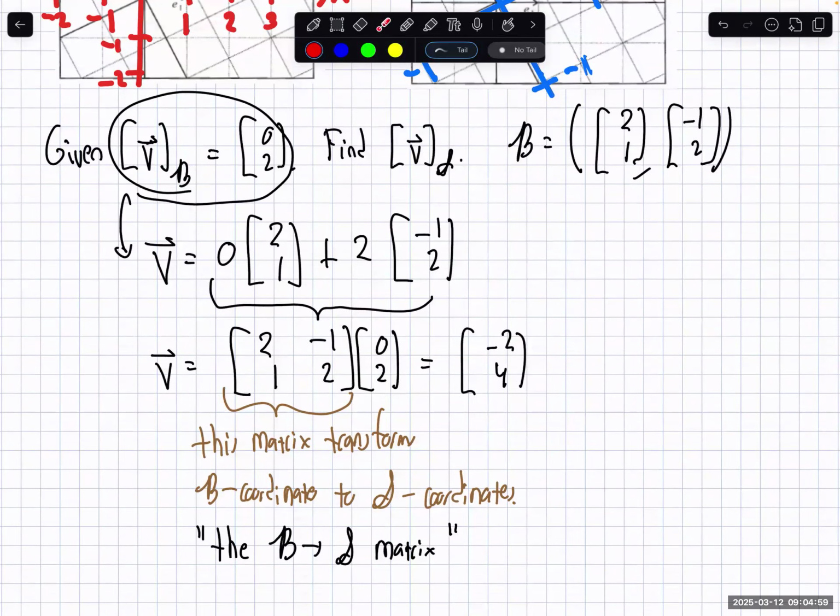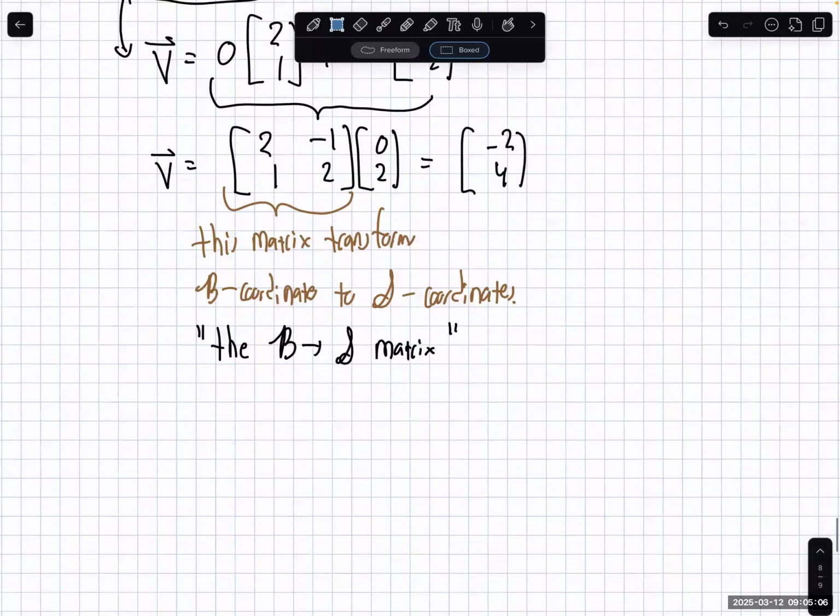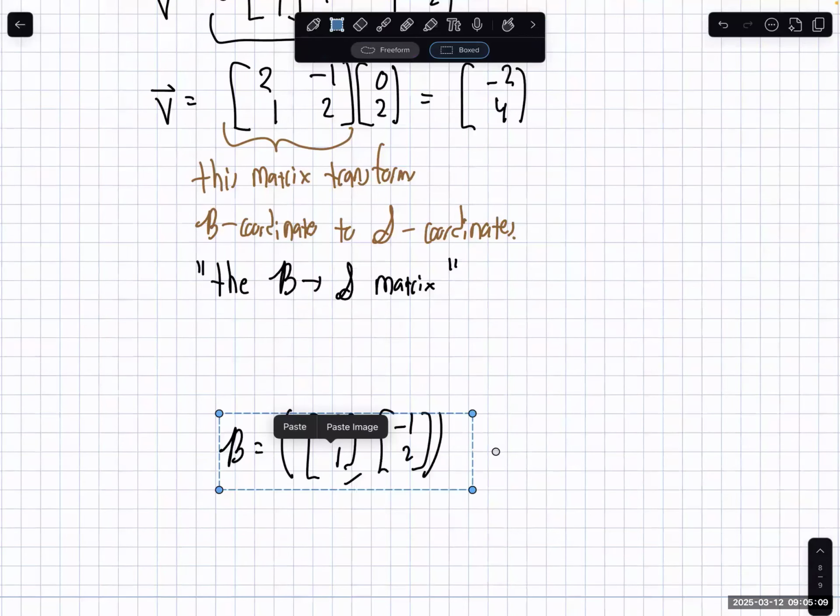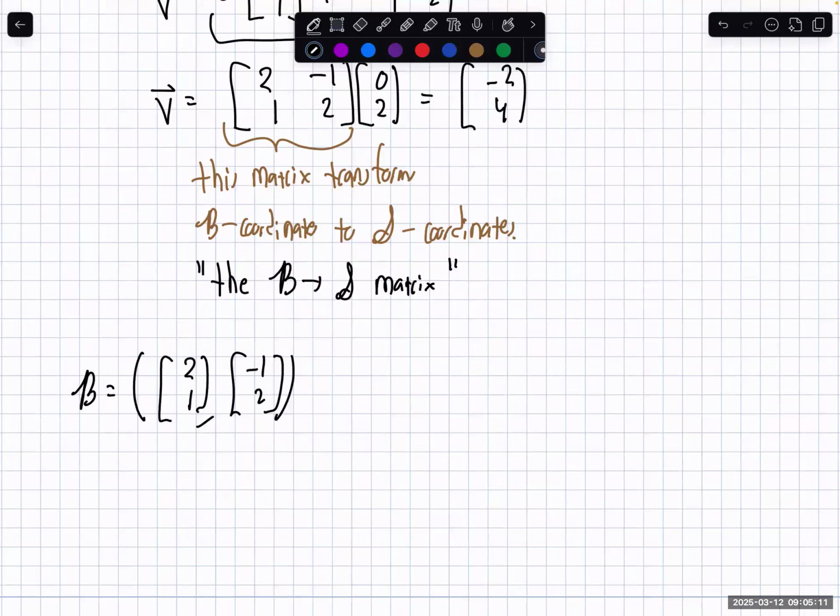And one thing I want you to notice here, there's B, and there's the beta S matrix. So now notice how easy it is to go from the basis representing the coordinate system to the matrix that transforms coordinates for you.